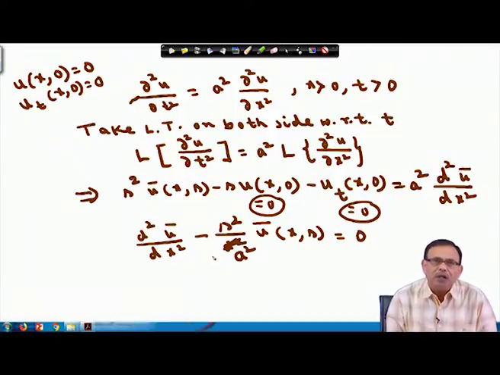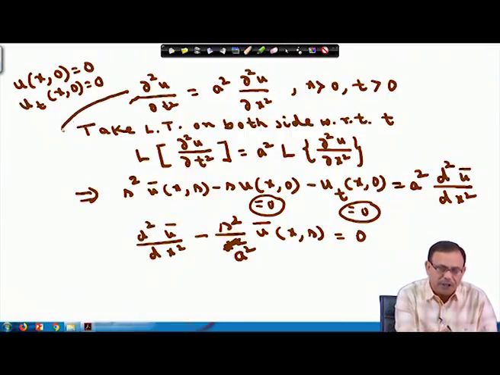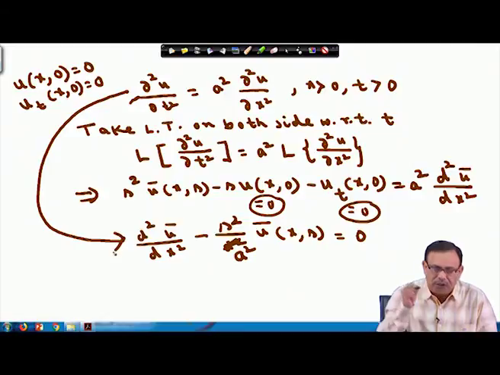What you are doing here, you are taking the Laplace transform, and this second order PDE basically is converted into a second order ODE, whose solution is very well known to us, because m square minus s square by a square equals 0. So, its roots are plus s by a and minus s by a. Very easily I can find out what will be my u bar.